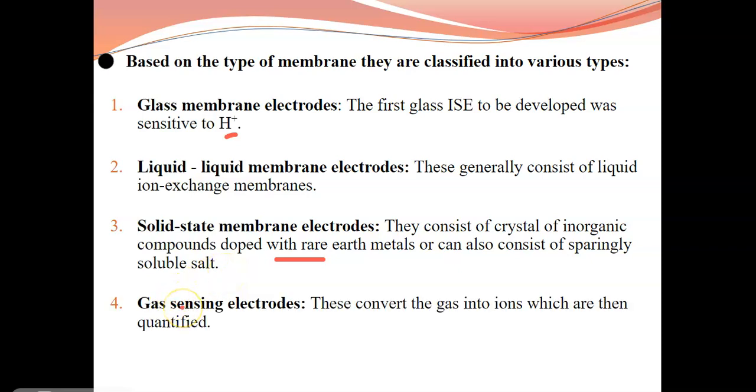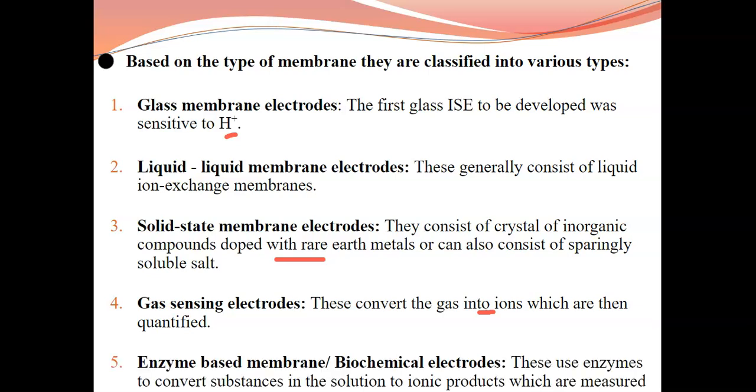Next is the gas sensing electrode. These electrodes give a potential depending upon the concentration of the gas present in the solution. But first, that gas is converted into ions, and then this electrode gives a potential depending upon the concentration of those ions which we have got from the gas molecules.